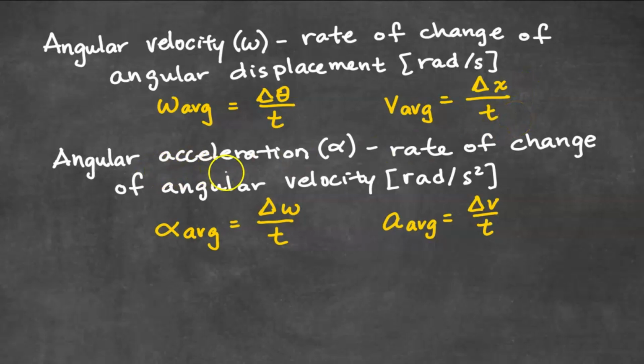The angular acceleration is the rate of change of the angular velocity. The unit is radians per second squared. The symbol for angular acceleration is alpha. The average angular acceleration is equal to the change in angular velocity divided by the time. The linear version of this is average acceleration, which is equal to the change in velocity divided by time.